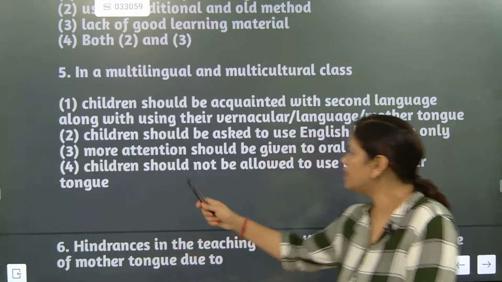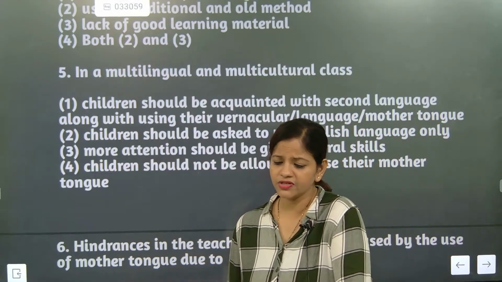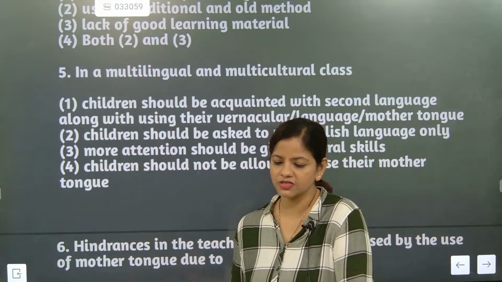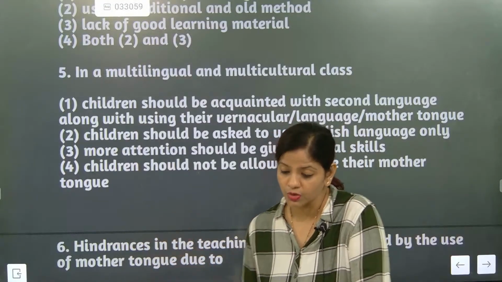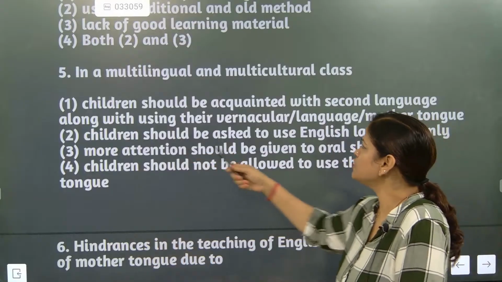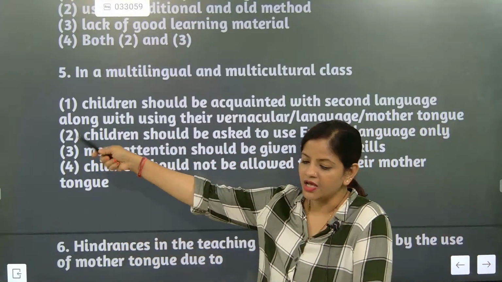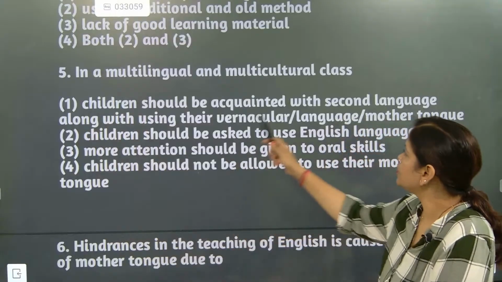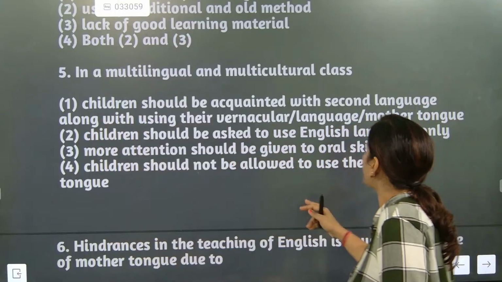Okay, so more attention should be given to oral skills. No, why are we going to give attention? We can tell them to speak in English, but at times they can speak in their mother language because that is important too. Okay, so children should be asked to use English language only. No, this is exactly called monopoly. It should not be allowed. So children should be acquainted with second language along with using their vernacular language and mother tongue.